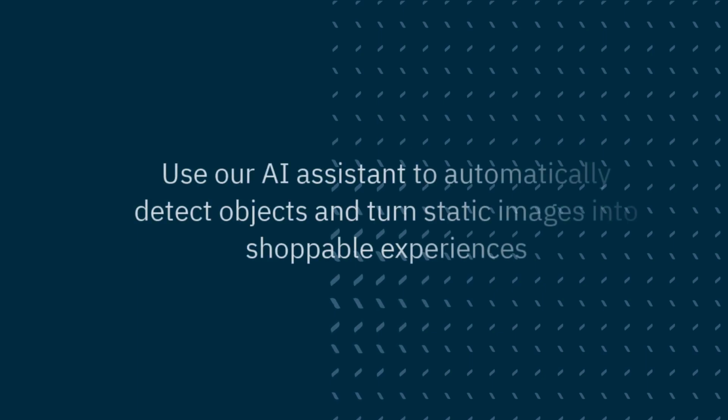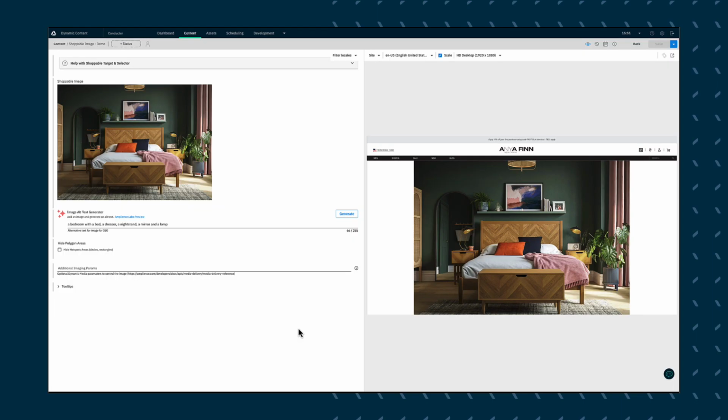Before we start, I have to say I love Automatic Shoppable Images. This is a feature that helps our customers turn static images into shoppable experiences to increase their average order value. Let's take a look. As a vendor, with Automatic Shoppable Images from Amplience, I can build that experience rapidly.